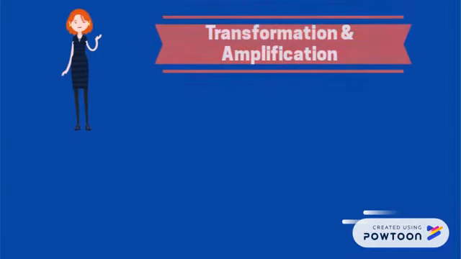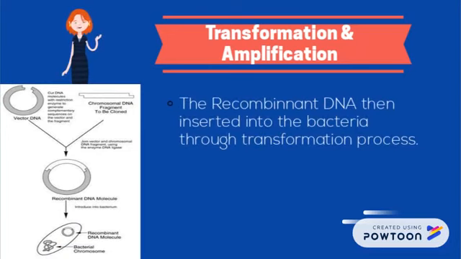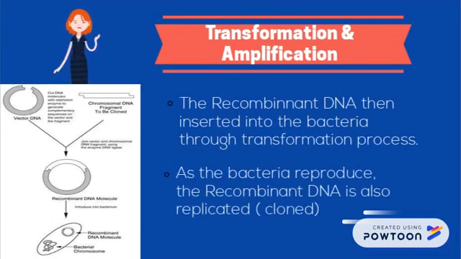The fourth step is transformation and amplification. The recombinant DNA is then inserted into the bacteria through the transformation process. As the bacteria reproduce, the recombinant DNA is also replicated, or as we call it, cloned.